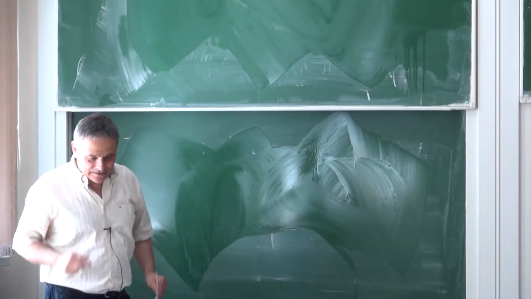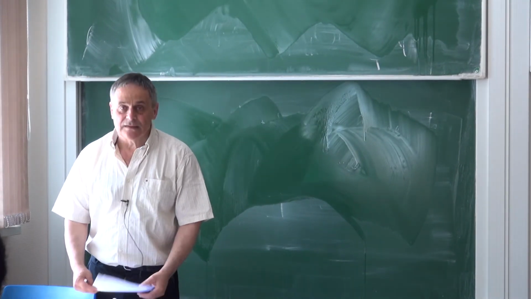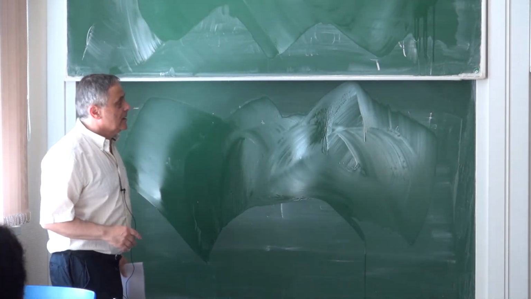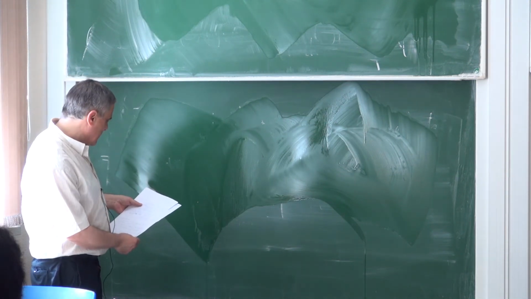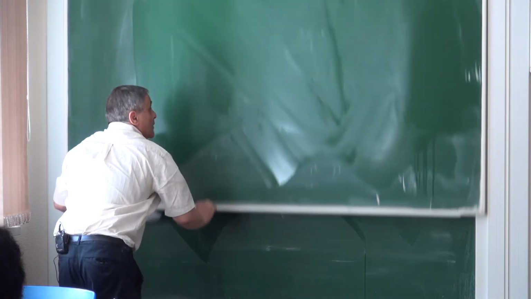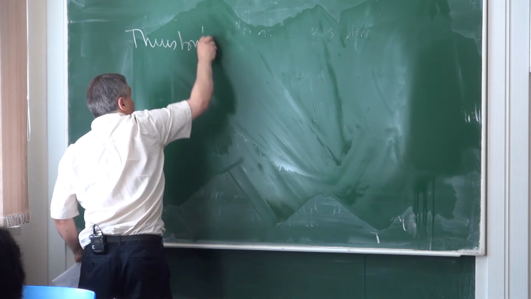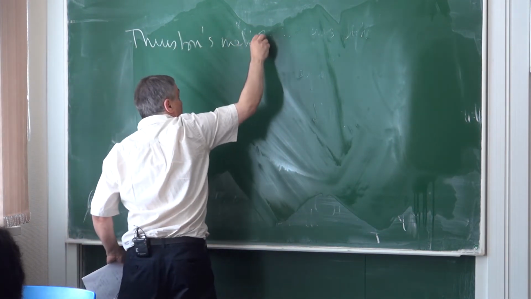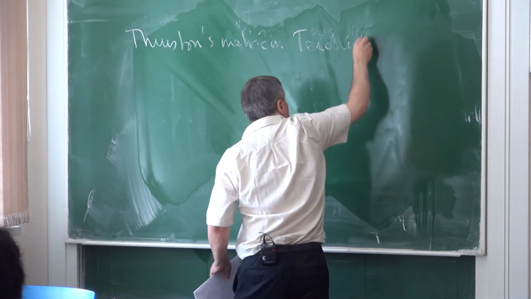So I told you that there were several instances where we can try to define a Thurston-like metric, and I want to talk about this topic, Thurston's metric on the Teichmüller space of the torus.